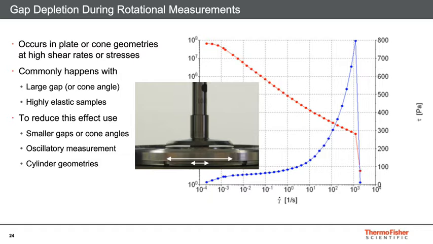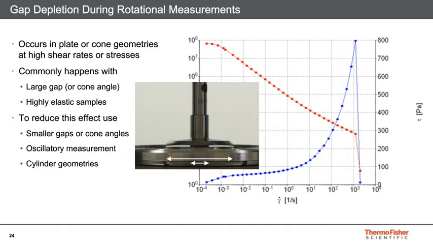It commonly happens with plates when you're using a large gap. With cones, you have a large cone angle, and with a larger cone angle, you have a much higher gap towards the outer edge. Or sometimes when you have highly elastic samples, you lose contact, or you get what's called edge fracture at the very edge of your sample. And it commonly happens with polymeric melts.